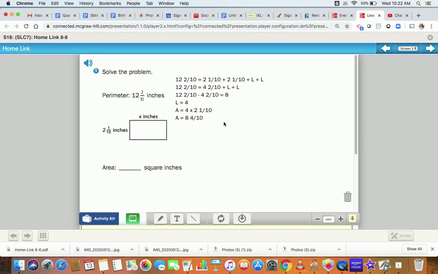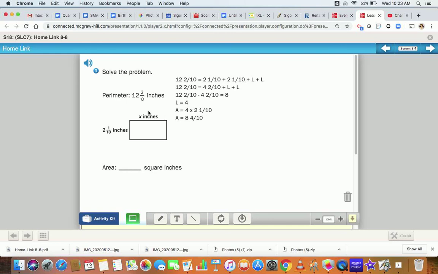Number 3 was just a problem, not a story problem. They told you the perimeter and the width. You had to figure out the length first before you could get the area. So the perimeter, 12 and 2/10, is equal to 2 and 1/10 plus 2 and 1/10 plus L. So 12 and 2/10 is equal to 4 and 2/10 plus L. If I subtract 4 and 2/10 from 12 and 2/10, I'm going to get a total of 8. And then I have to split that into my 2 sides, so it would be 4.